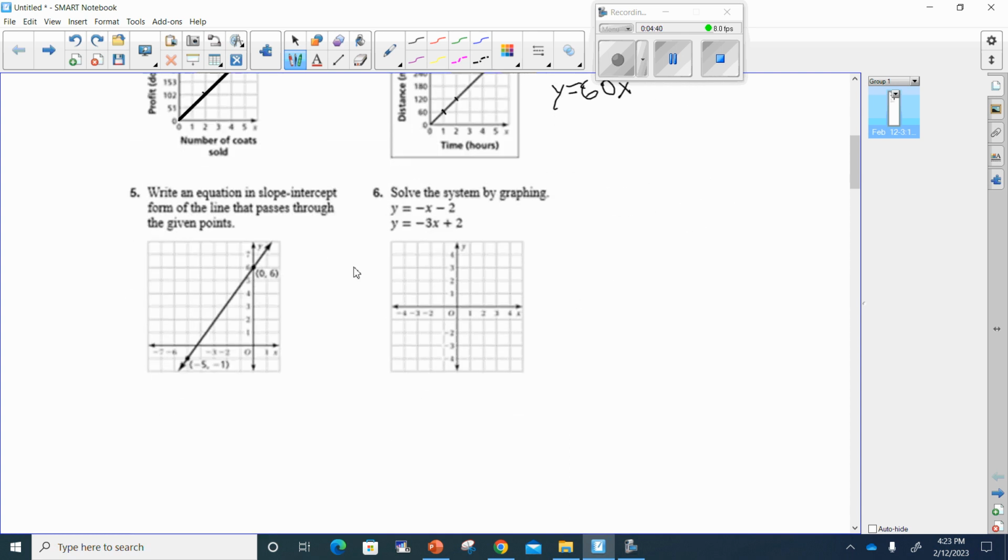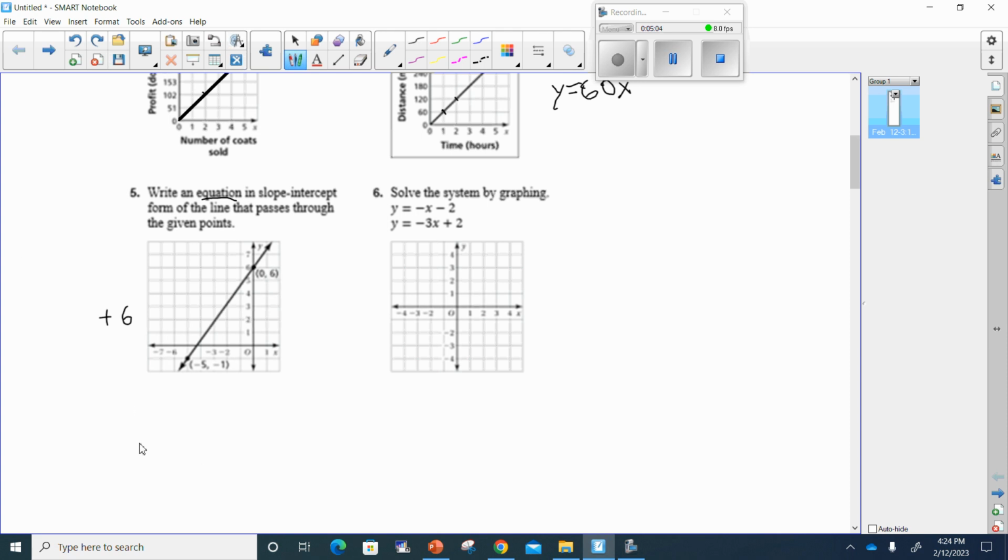All right, let's go to number 5. Write an equation, slope intercept form of the line that passes through. This time they want the whole equation. I know it goes through 6. 1, 2, 3, 4, 5, 6. So my ending is going to be 6, and it's a positive 6. Now I have to find the slope. I could use the slope formula for this.